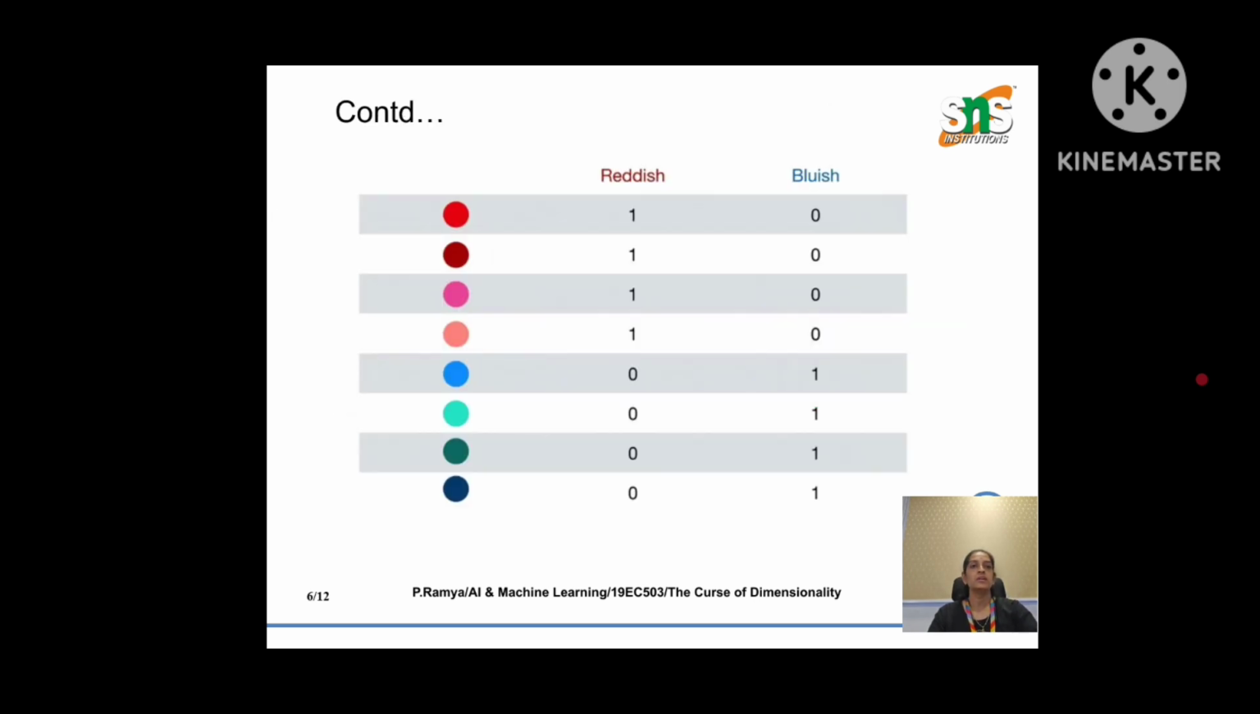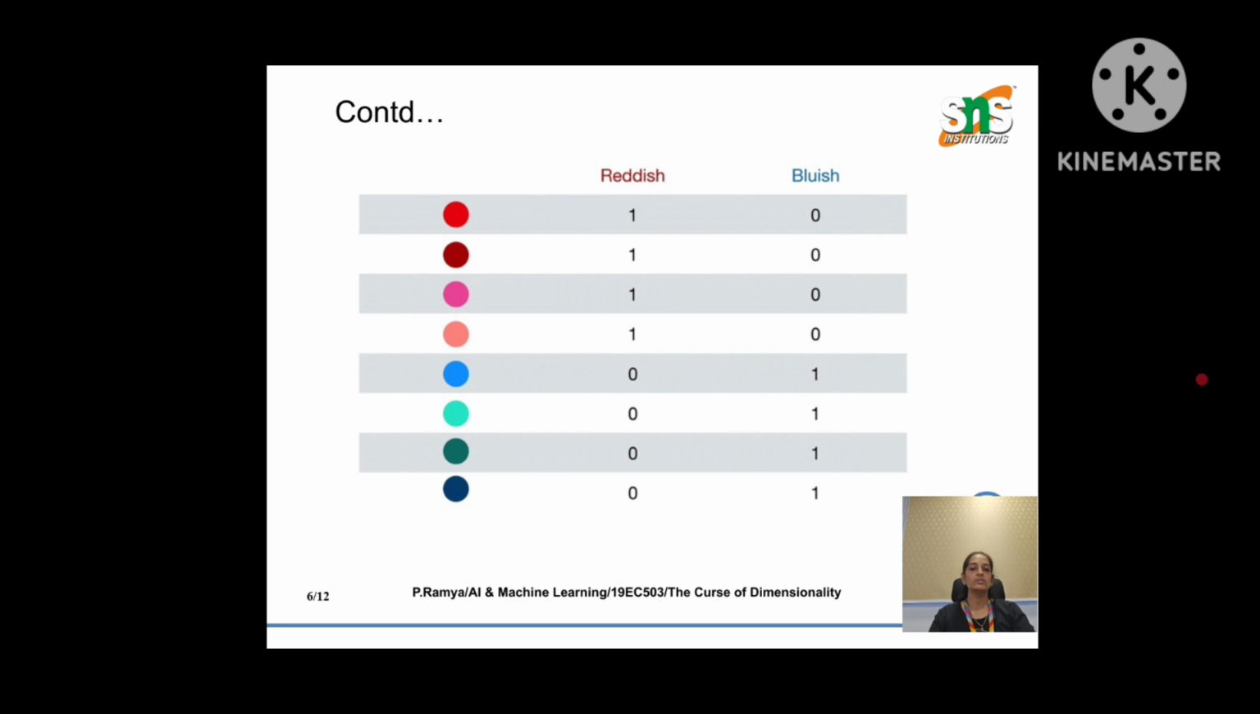Now increasing the complexity. Now imagine the factory expands its product line. Instead of two colors, you now have 8: red, maroon, pink, flamingo, blue, turquoise, seaweed and ocean. So these are all the 8 colors. Let us consider these 8 colors, and we have to segregate it based on the two data sets. One is reddish and the second one is bluish.